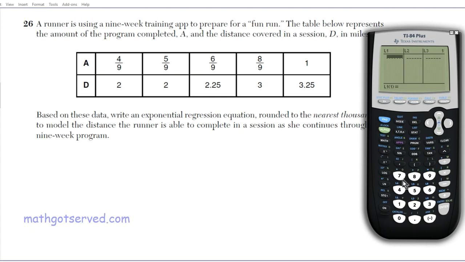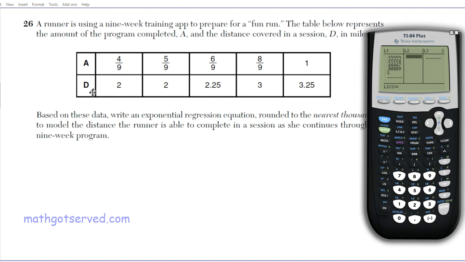So let's go ahead and enter L1. First entry is 4 over 9. Enter. Notice that it's converted into its decimal form. That's not a problem. That's okay. And then the second entry is 5 over 9. Next entry is 6 over 9. Next entry is 8 over 9. And then the last entry is 1. Okay? So row A is entered into list 1.